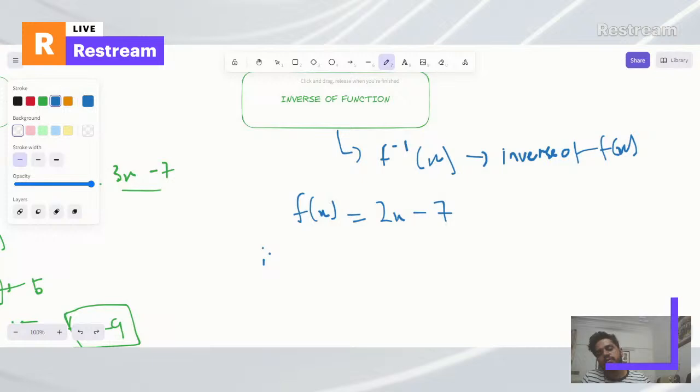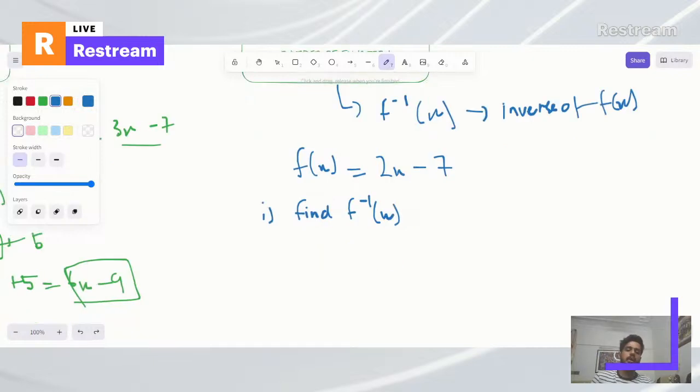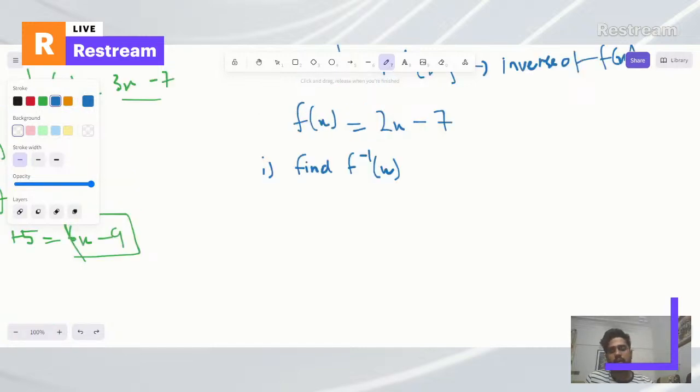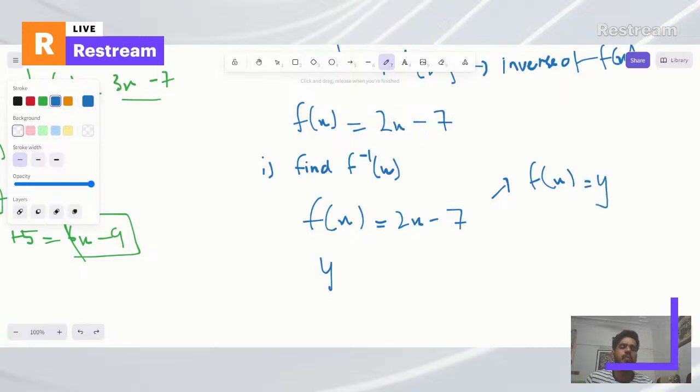Now the first part of the question is to find the inverse of the function. To find the inverse of a function, how do we do that? Just follow the simple steps. I'm going to repeat these steps, okay? They are pretty simple. Now write down the same function: f(x) equals 2x minus 7. Now I'm going to replace my f(x) with y, because we've seen in the past that f(x) is basically equivalent to y.